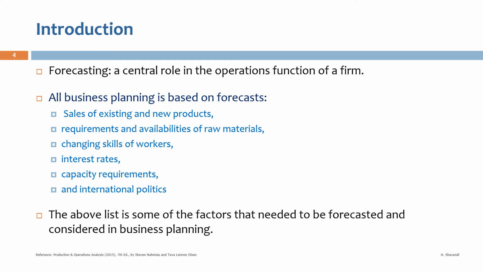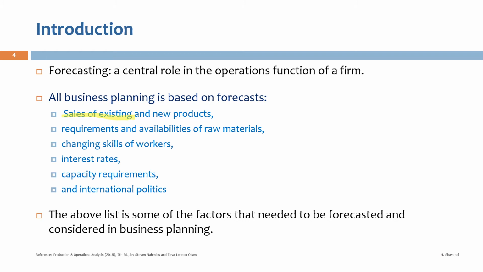So forecasting plays a central role in the operations planning in any firm, because without having forecasts on future demand, how can we prepare a plan for future, right? So this is why we need to forecast the future demand. So these are the examples of forecasting that usually we need in any business planning.